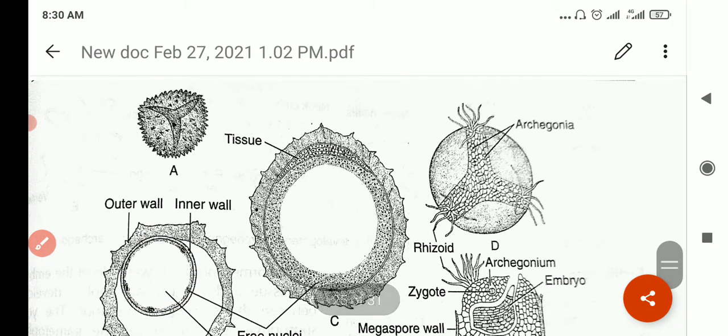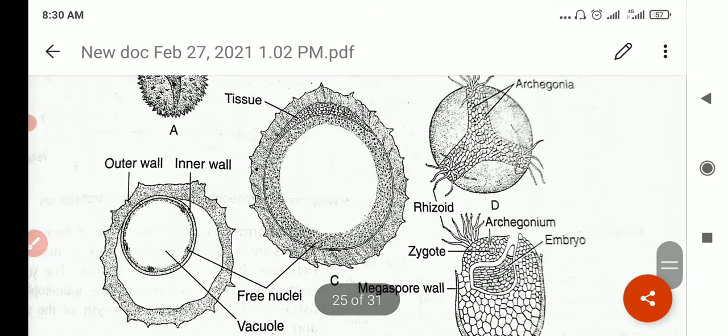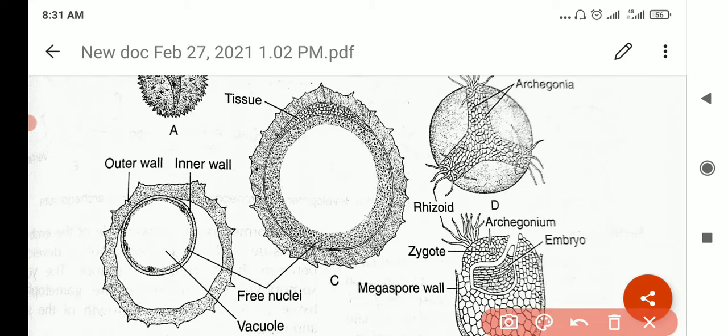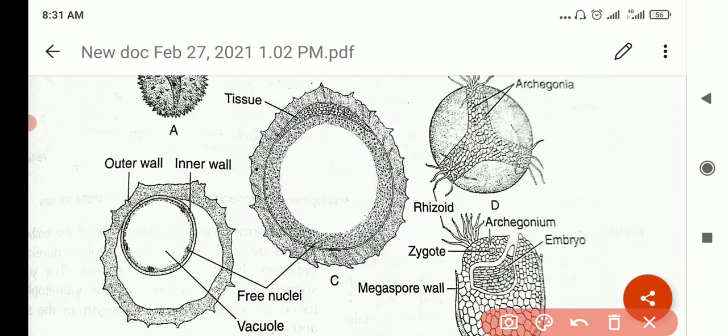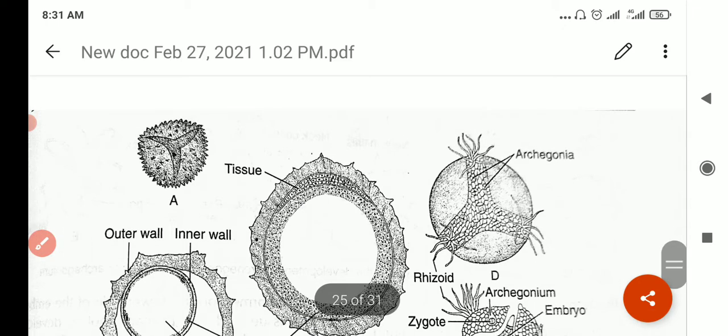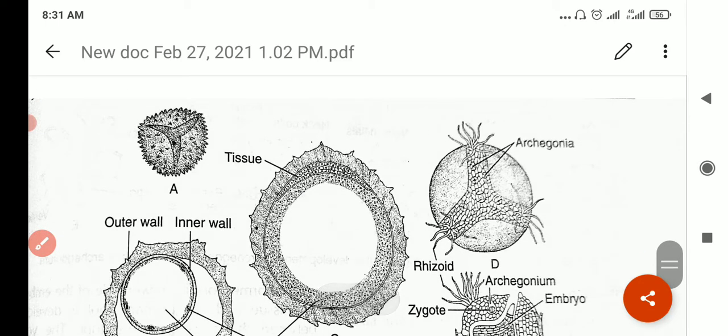This is expanded from another angle. All the nuclei are here on the side, and the center is a vacuole. There is a tissue there at the top. Then this side one, these are the exine. You can see that the rhizoids are starting to come out.